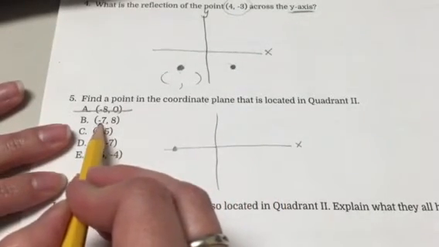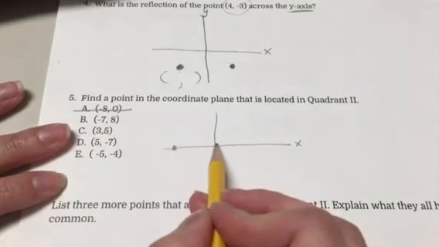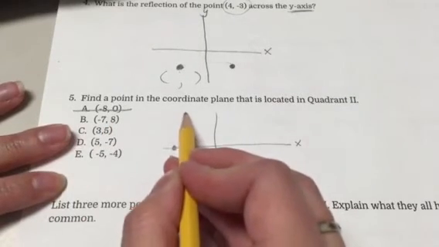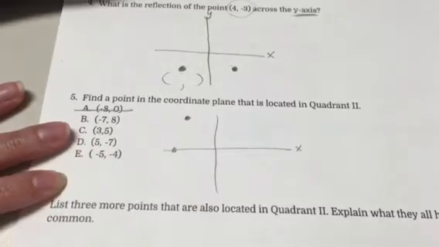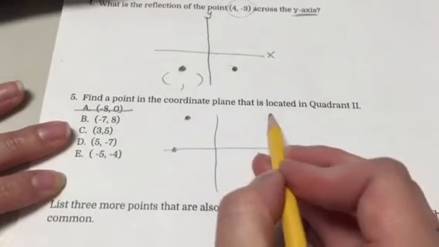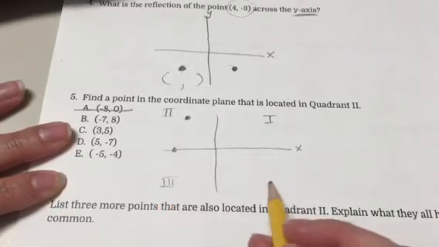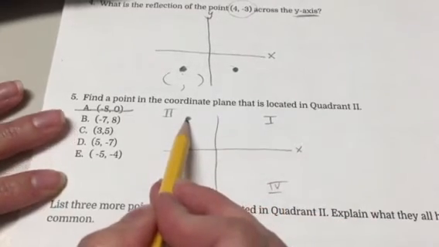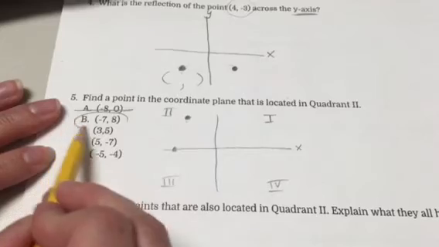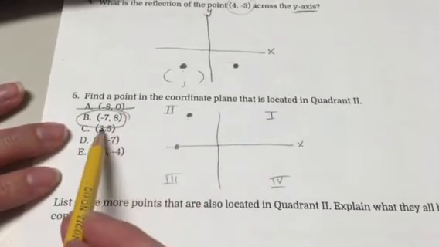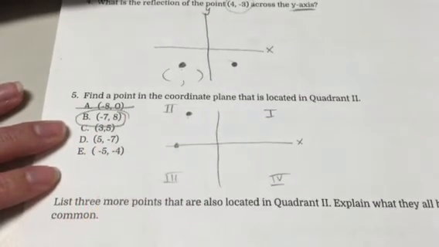If you use the point negative 7, 8, I'm going to go negative 7 up 8. And if I check, here's quadrant 1, 2, 3, and 4. That one does fall in quadrant 2, so I'm going to circle that one. So I'm going to have you guys check C, D, and E to see if any of those fall in quadrant 2.